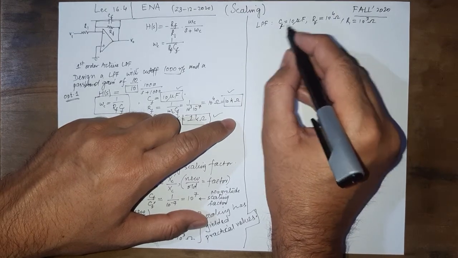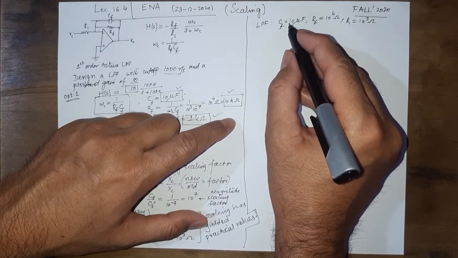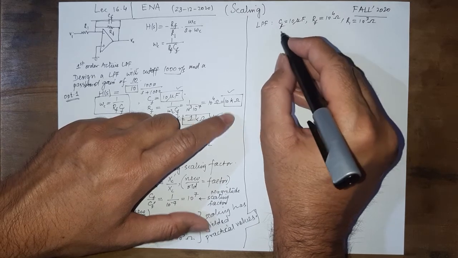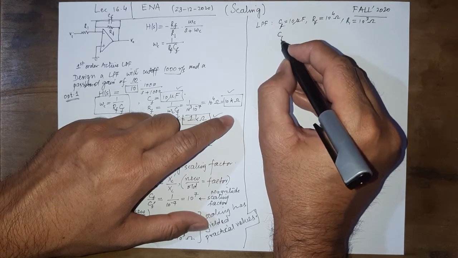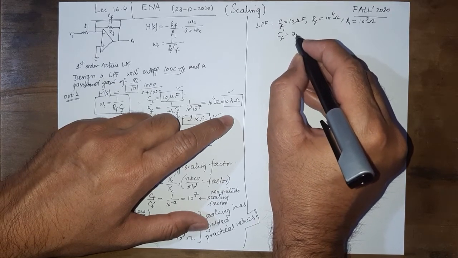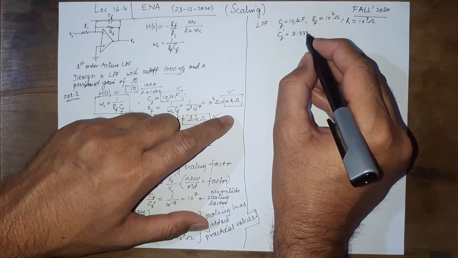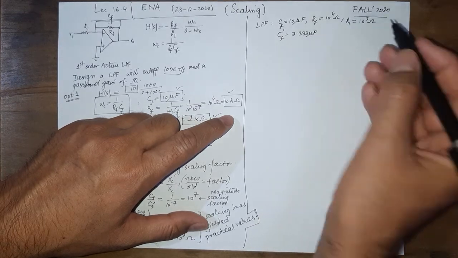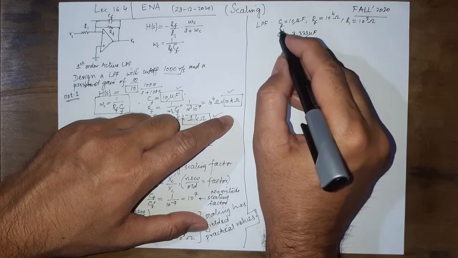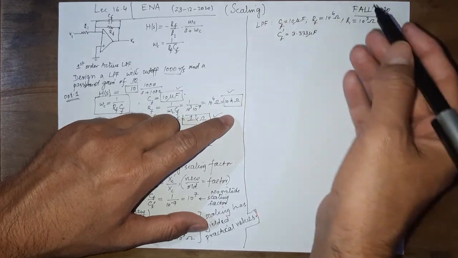And when the guy starts making it, suppose he had a 10 microfarad capacitor but it burned up, and now he has a 3.333 microfarad capacitor with him. What to do? He would scale these values without knowing any other thing.